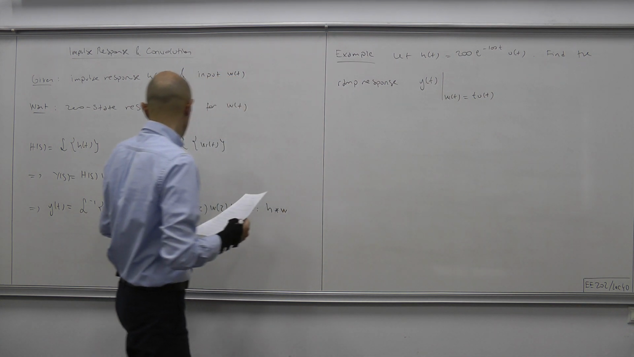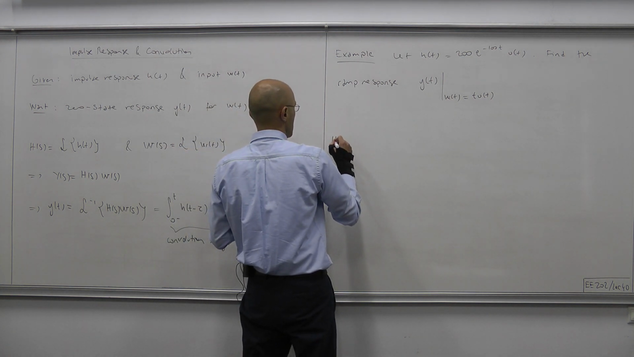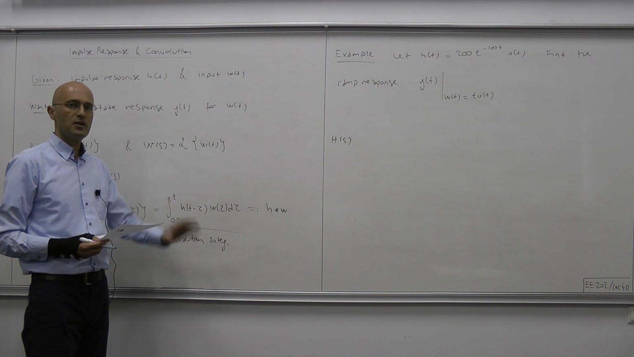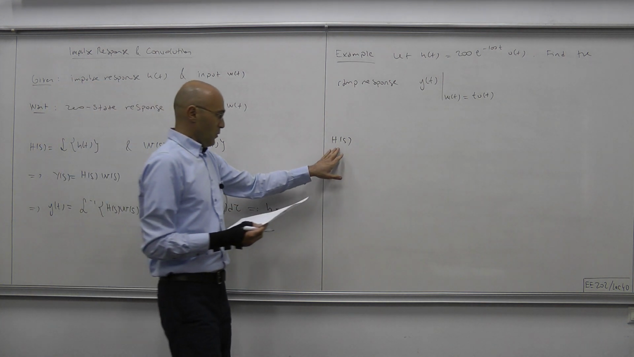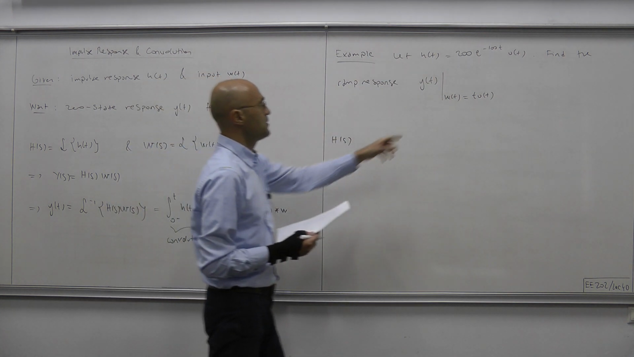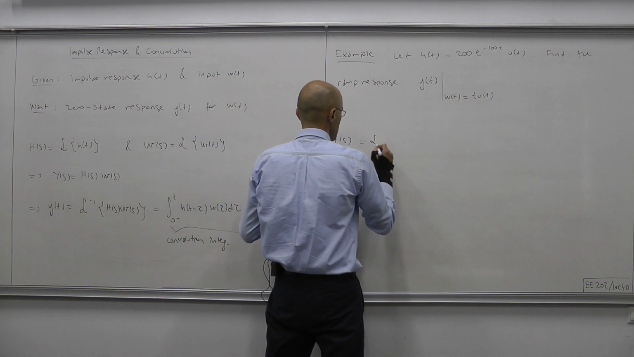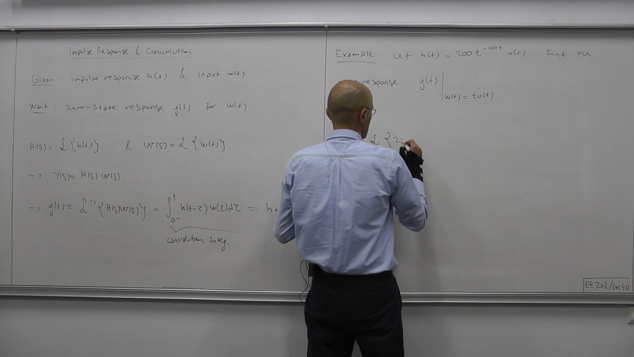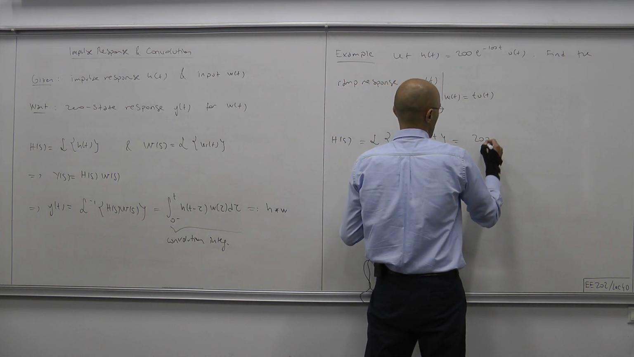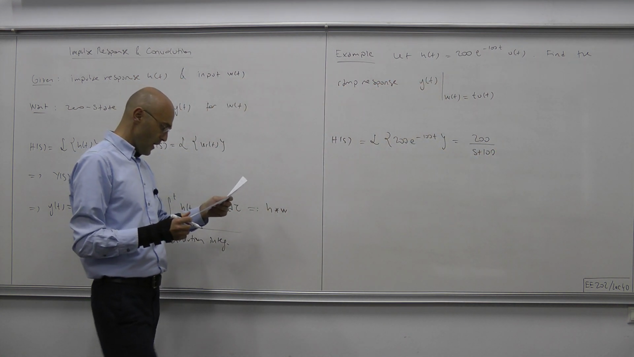Okay, so let's use both ways. We can go to s domain, or we can perform everything in time domain. So let's do it both ways. What's h of s for the given impulse response? H of s is the Laplace transform of 200 e to the minus 100t, which is 200 over s plus 100.